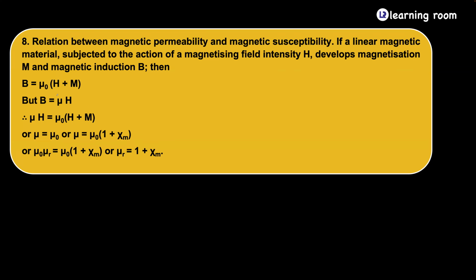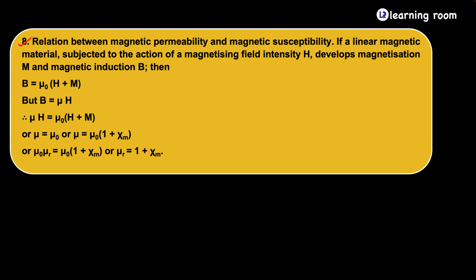Now we are going to connect all the dots. Right? I have given you everything. Look at it: the relation between magnetic permeability and magnetic susceptibility. Permeability is also related to the extent to which a material can get magnetized. Susceptibility is also related to the extent to which it can get magnetized. Both are different parameters of measuring it.